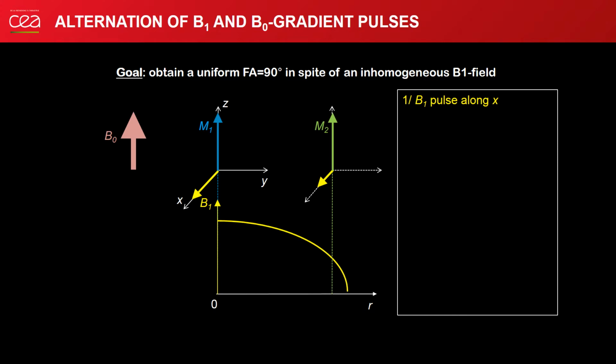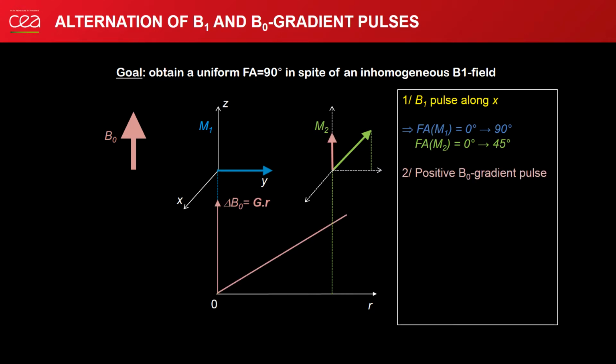At first, let us transmit a B1 pulse along X, X, Y, Z being defined in the carrier frequency rotating frame. This will cause M1 to rotate by 90 degrees, while M2 will rotate by only 45 degrees. Then let us look at the action of a positive B0 gradient pulse or blip, just long enough to dephase M2 by 90 degrees, while M1 remains unchanged.